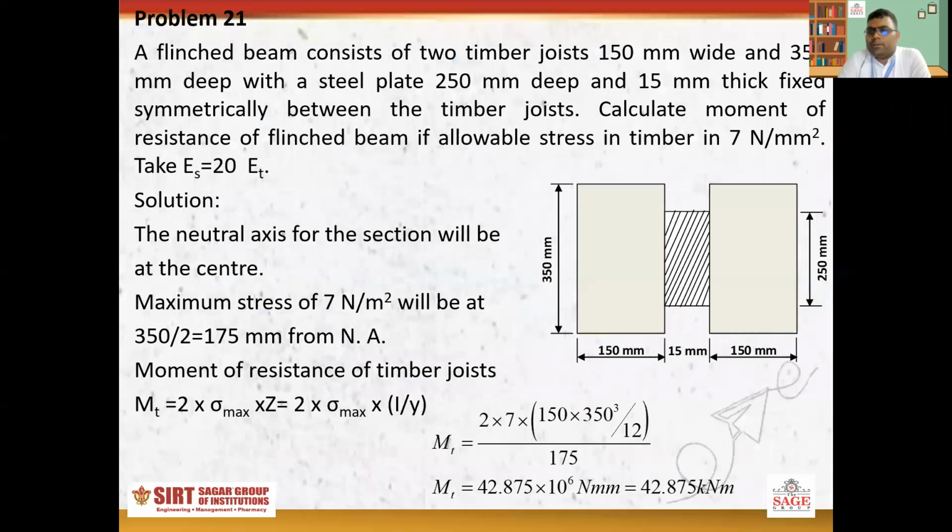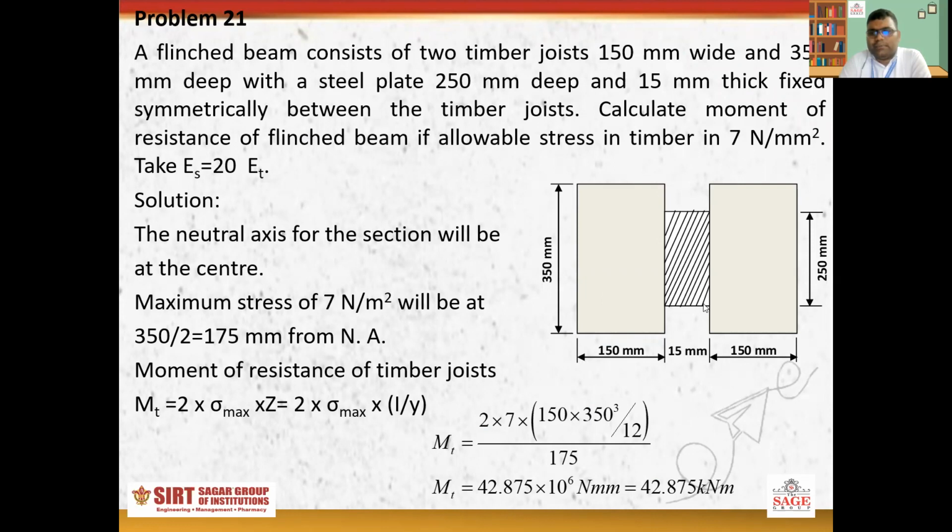I'll narrate this numerical and let me discuss how to solve it. A flitch beam consists of two timber joists. This is the timber. There are two timbers. Timber, you know already. The width dimension is given, and 350 is deep, means this dimension is also given, with a steel plate 250 deep. So this dimension of the steel is given.